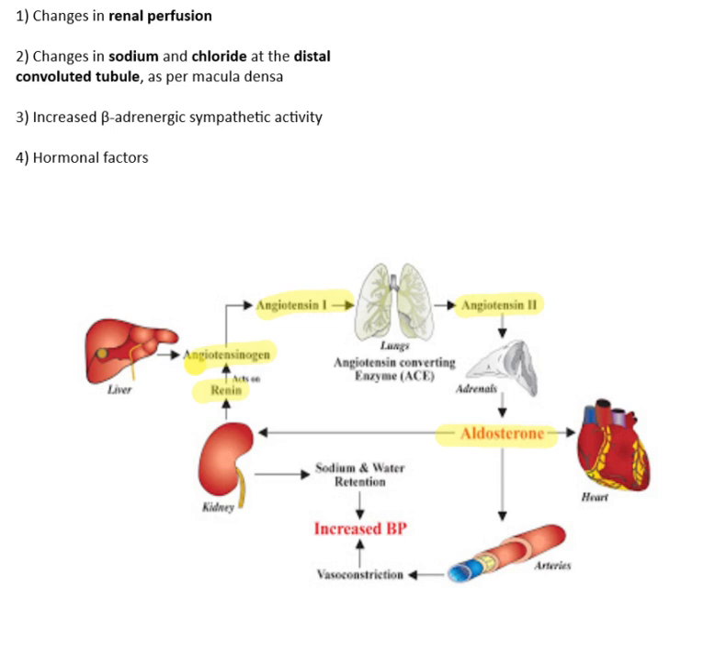The four stimuli are typically detected by juxtaglomerular cells in the afferent arteriole. The stimuli include changes in renal perfusion, which would be detected by the local baroreceptors and the arterial mechanoreceptors. Changes in sodium and chloride at the distal convoluted tubule would be detected by the macula densa, which is that collection of cells at the wall of the distal tubule where it contacts the glomerulus, so it can detect all that salt and fluid dynamics.